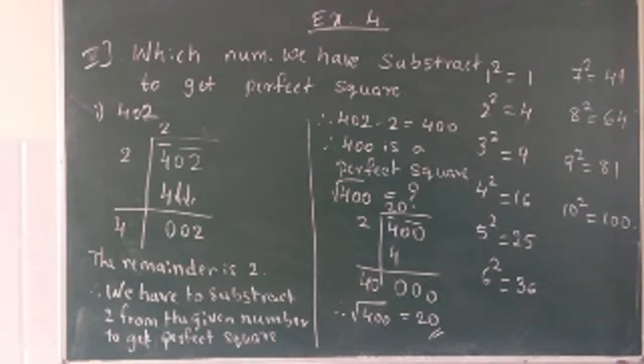20 is the answer given by many students. So we have to write the statements also. Which number we have to subtract from the given number, and what is the remainder, and what is the perfect square root of a certain value. That one we have to write.